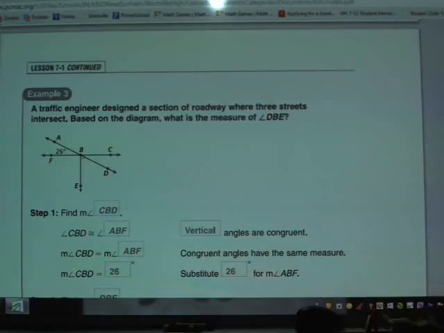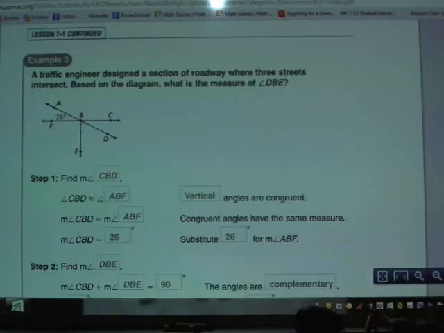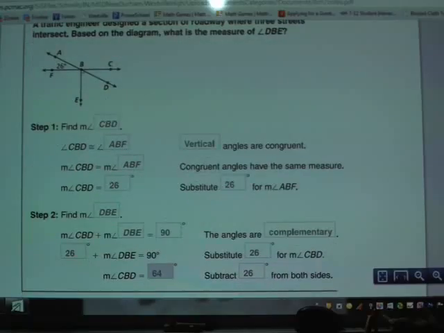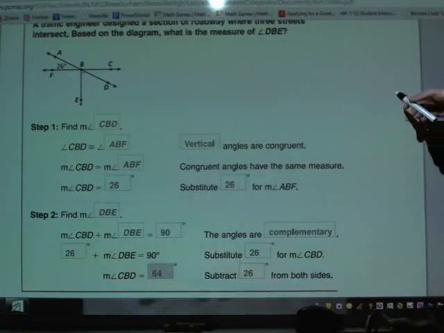Let's keep rolling here with question number 3. Question number 3 says a traffic engineer designed a section of roadway where 3 streets intersect. Based on the diagram, what is the measure of angle DBE?